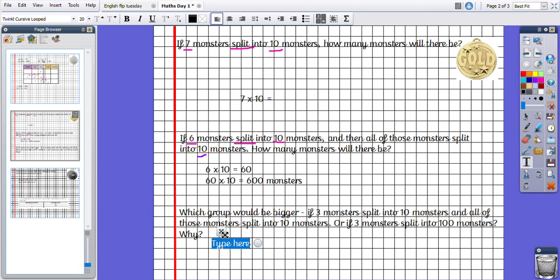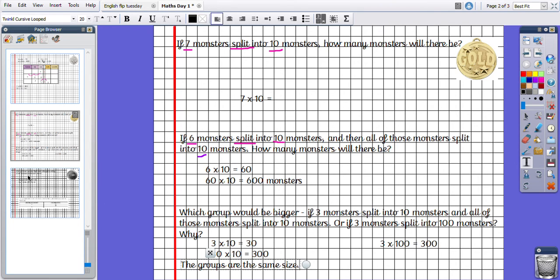So your first group would be 3 monsters split into 10, which is 30, and then those monsters splitting into 10 again, which would be 300. Your second one, if 3 monsters split into 100 monsters, well, that would be 3 times 100, which would make 300. Oh, well, my answer's the same for both. So my answer would be the groups are the same size.